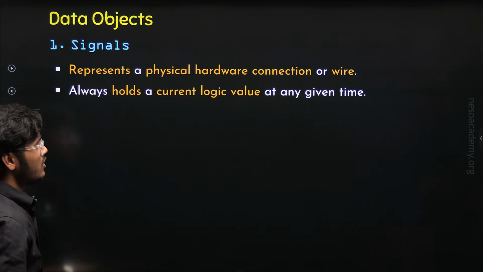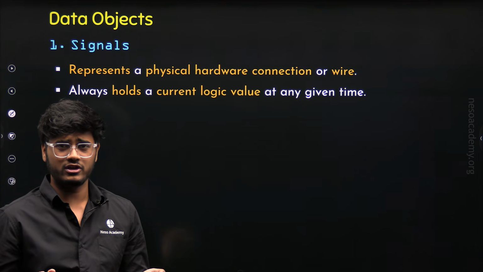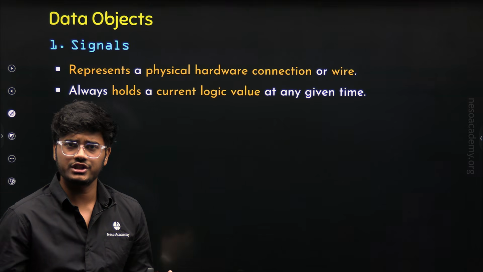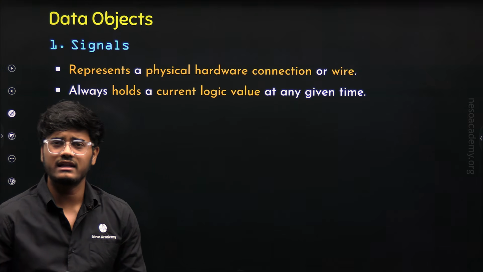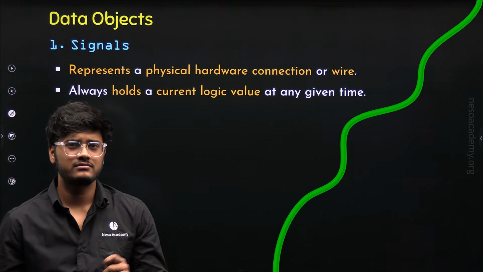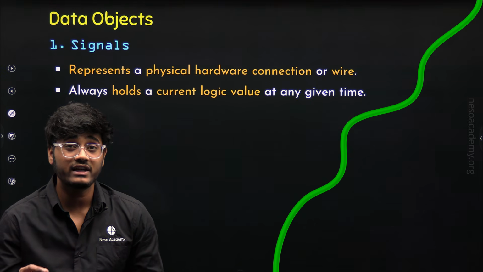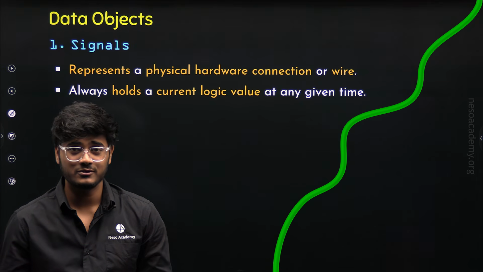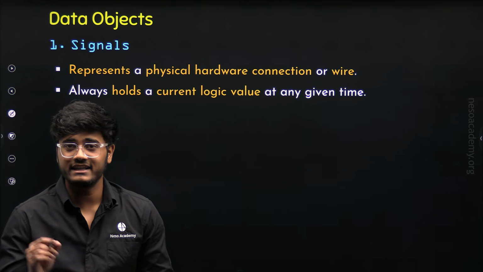Means signals hold a specific logic value. That is, at any moment of time, a signal holds a specific logic value, either logic 0, logic 1, or any other definite value. To understand this, consider a physical wire. Now, what will it hold? It will hold low voltage, high voltage, or any other specific voltage, but a definite voltage at any given time. So, signals hold a specific voltage or a specific value at any given time.